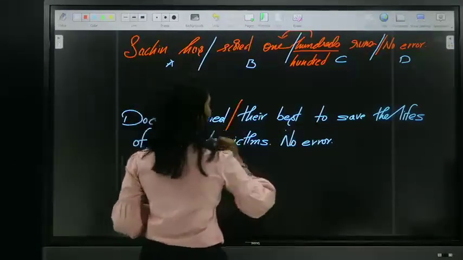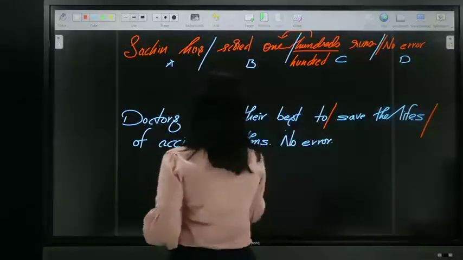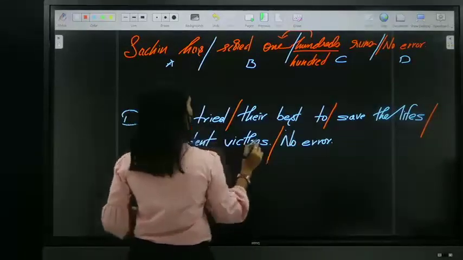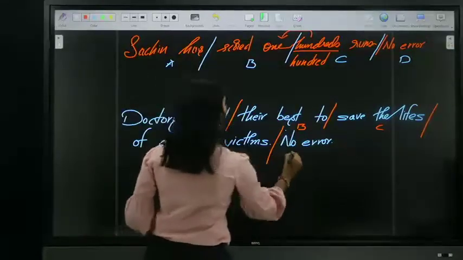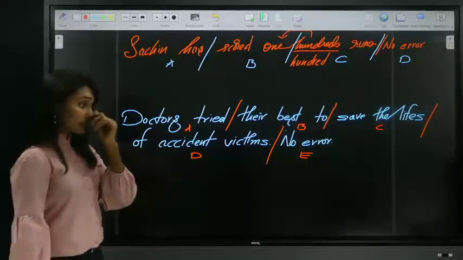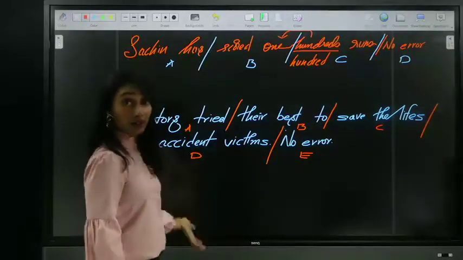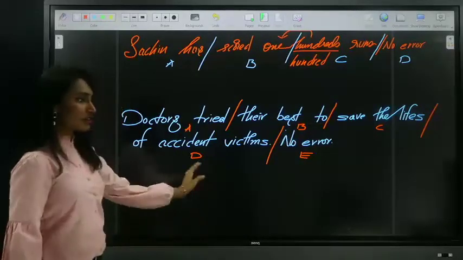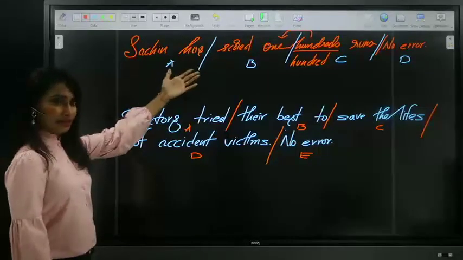So here is the next sentence for you. Doctors tried their best to save the lives of the accident victims. And options A, B, C, D, and E. You have five options now. So choose the correct one and give the answer. That means we are required to correct it also. It makes your exercise a sentence improvement exercise, not error detection. You are doing a sentence improvement exercise by giving the correct answer like that.